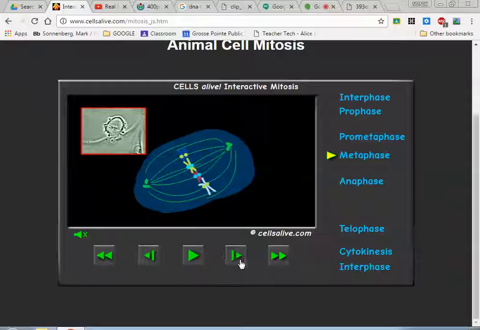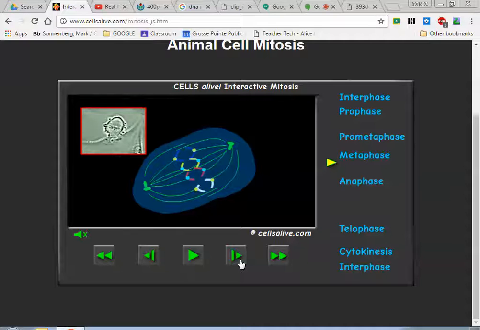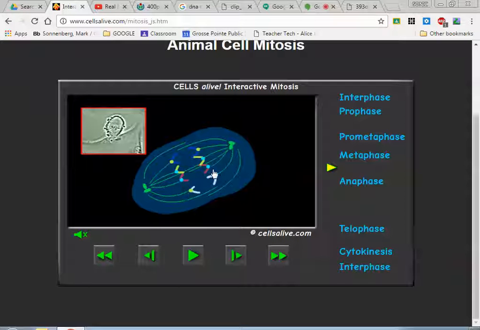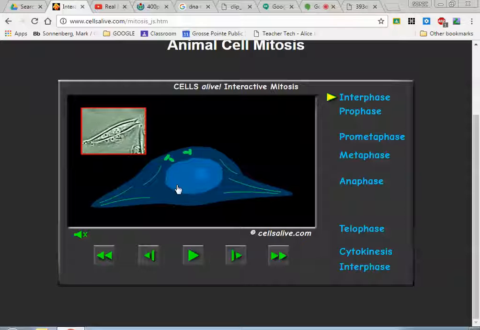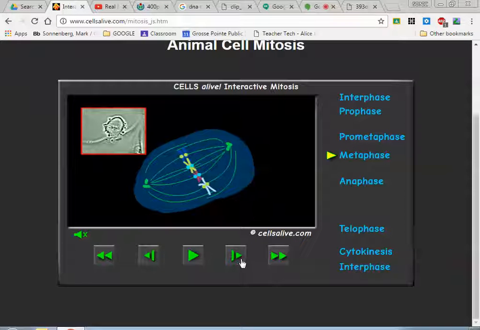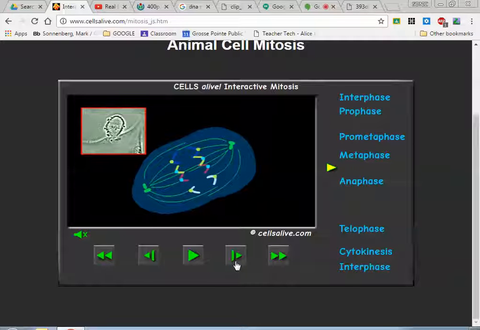So if we continue, they split. And now they begin to migrate to either side. Now remember, each of them is a copy of one another. If you go back to that beginning stage back here, they were copying as just chromatin. And then they formed chromosomes that were copies of one another. And they lined up, and then they split. And each of those individual chromatids are now migrating to either side.